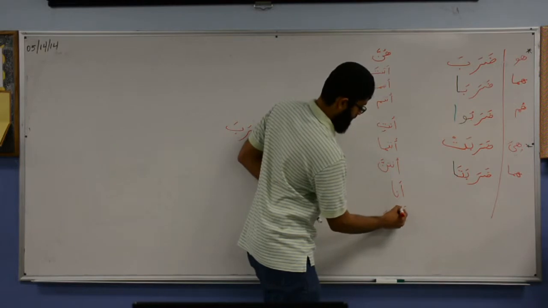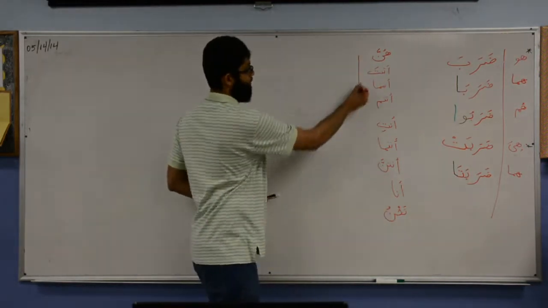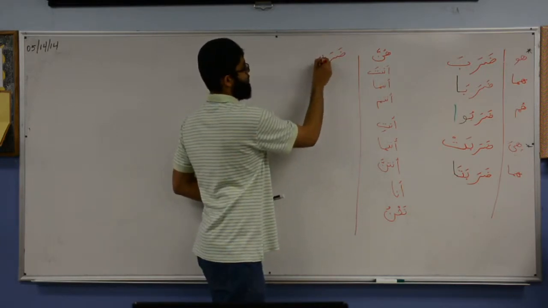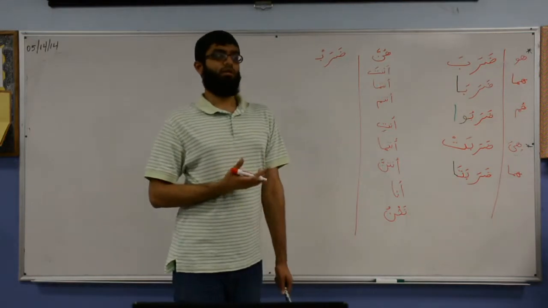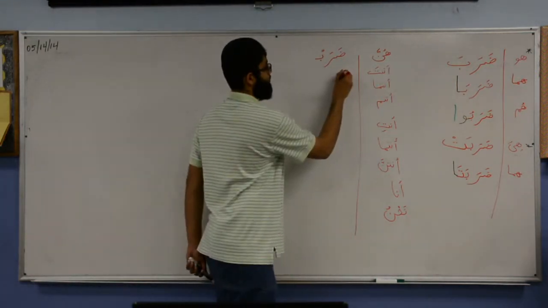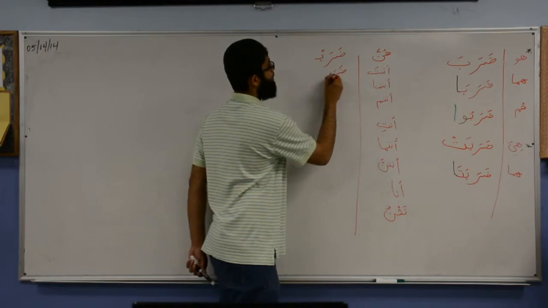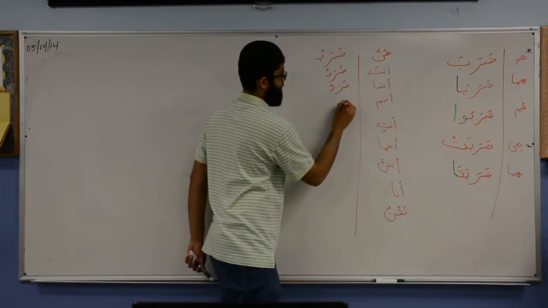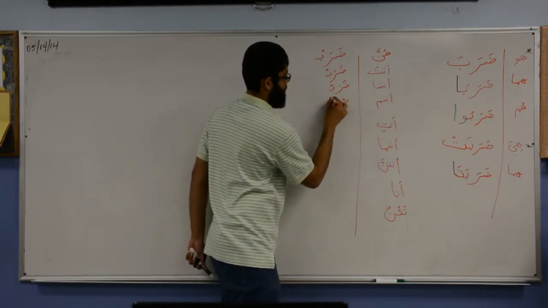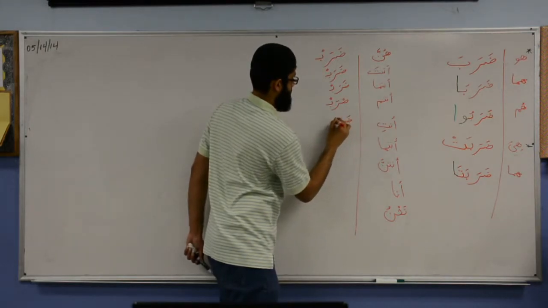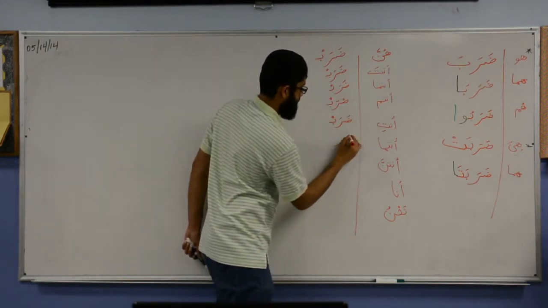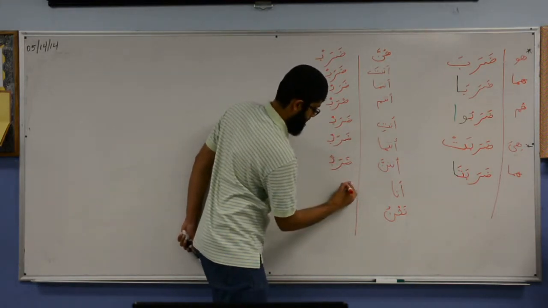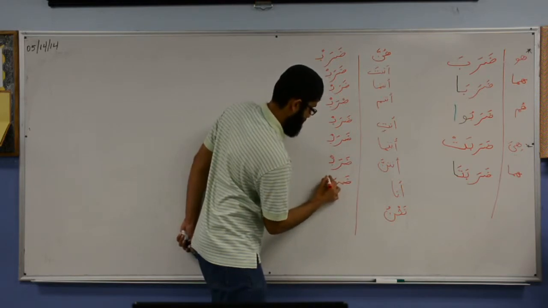So what's the same for all of these? When I write daraba, I'm going to put a sukoon on the ba. The third radical always gets a sukoon. So I can just fill it out here. Darab, darab, darab, darab, and darab.